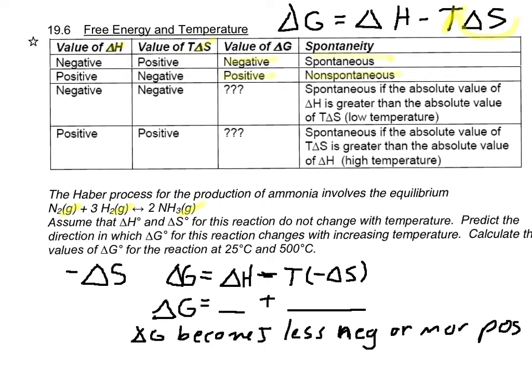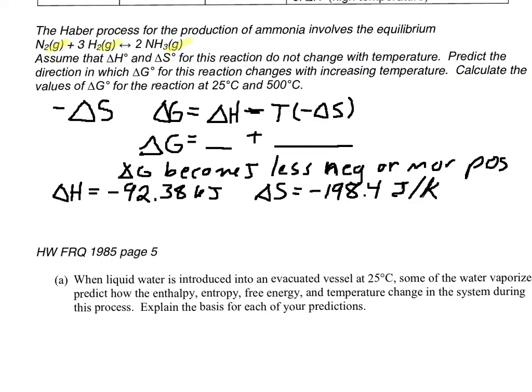So it's either going to become less negative or more positive, depending on what delta G is to begin with. Now, to do the next part of this problem, we really can't do this unless we have a value for delta H and delta S, so we have to go back and look those up. If I go look up delta H and delta S, I get these values here. Watch your units carefully, always with this equation. Delta S is usually in joules, while the other two are in kilojoules, so I'm going to need to change that. And I can just plug these numbers into my equation.